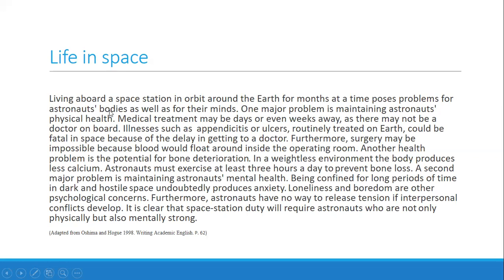So logical division. First, they are going to talk about how living in space affects an astronaut's body and how it affects the astronaut's mind. Right? So this is the logical division. And then the paragraph goes on to talk about one major problem, maintaining astronauts' physical health. Right? And the writer goes on and talks about the physical health. And then from here onwards, a second major problem is, and by saying a second major problem is maintaining astronauts' mental health, the writer moves on to explain the second point. That is how logical division is being used in this paragraph.